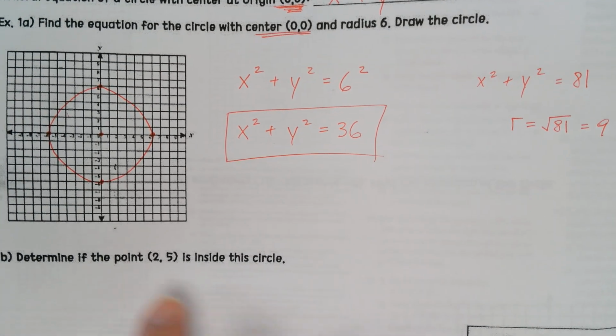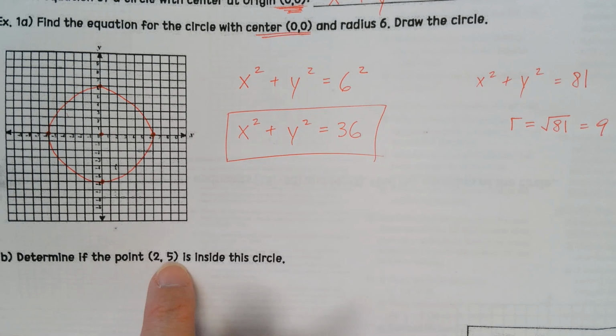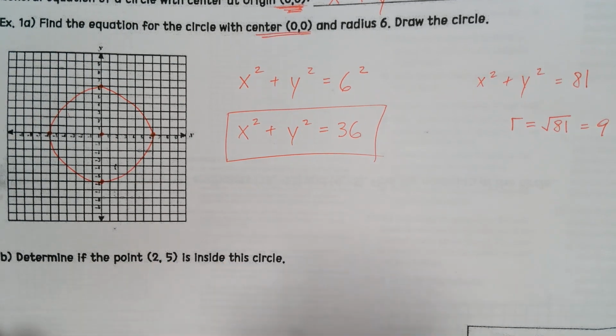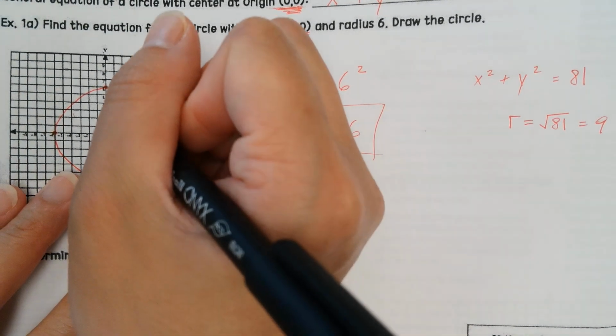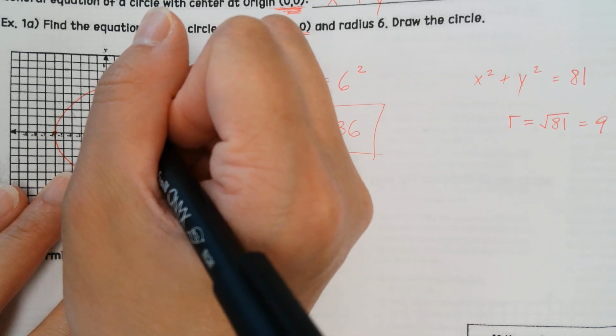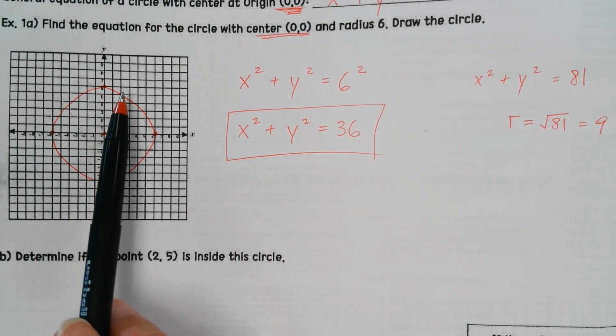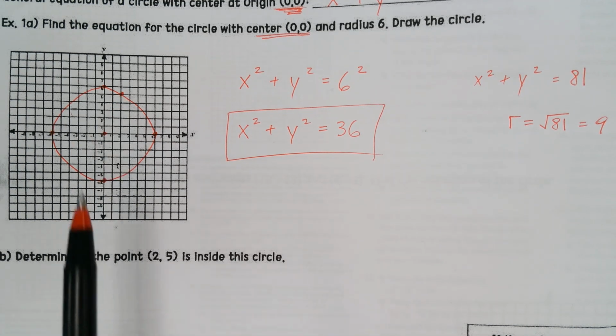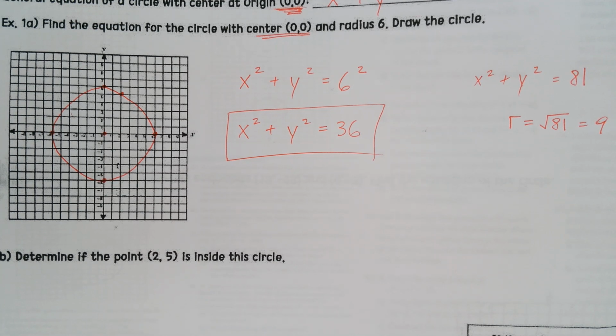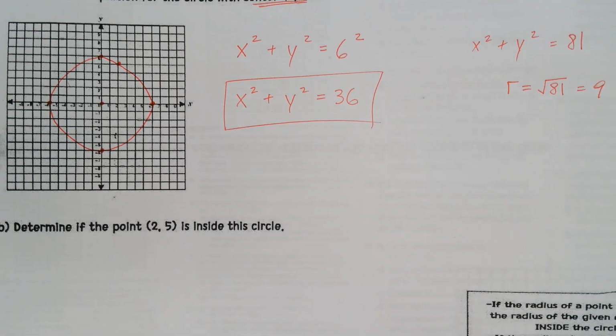All right. So determine if the point 2, 5 is inside the circle or outside the circle. So 2, 5 is right here. It looks pretty close. Is this actually on the outside or inside? Can I tell just from the graph? No. How do I check it mathematically?